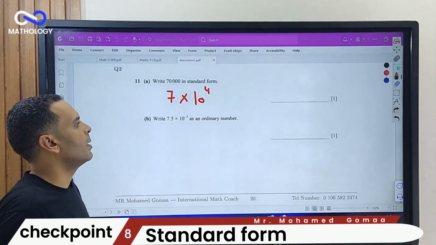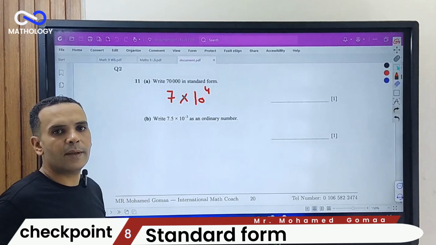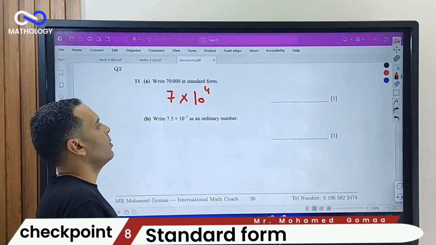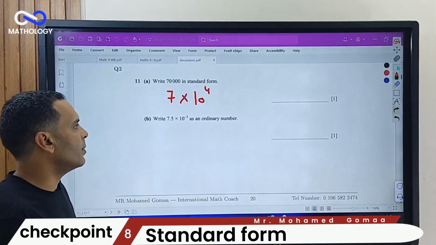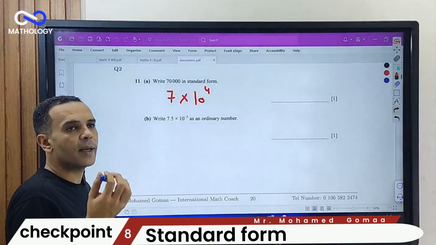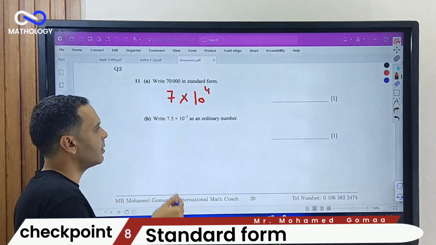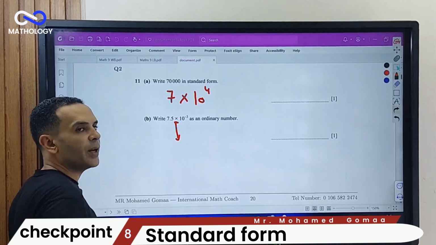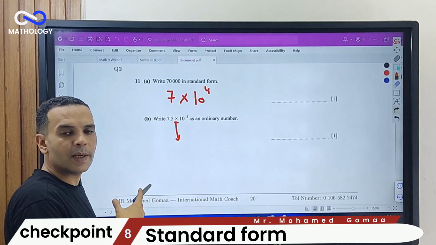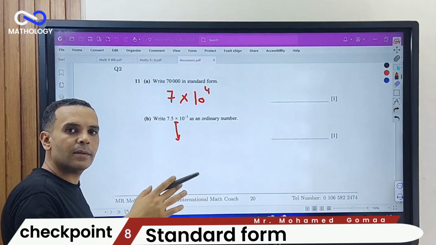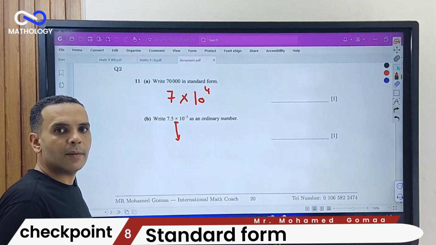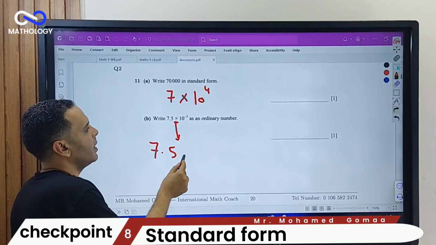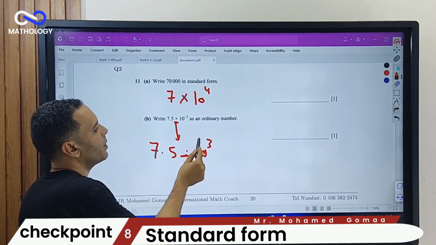This number in standard or scientific notation, he wants you to put in ordinary number. So if you see 10 raised to a negative number, like this one, change the sign of the operation. If it was multiplication, make it divide. If it was divide, make it multiply, and so on. Inverse. It will be 7.5 divided by 10 to power 3.